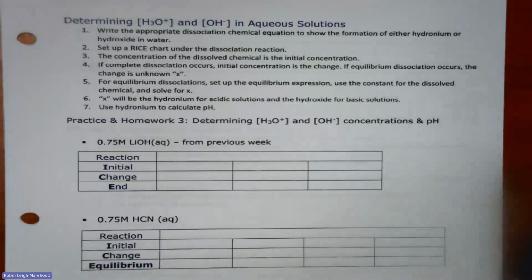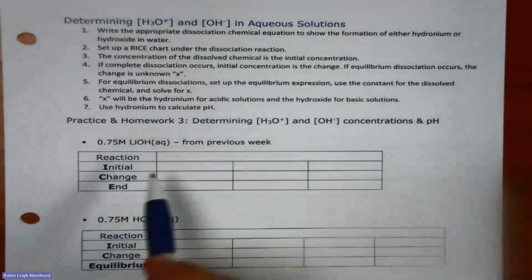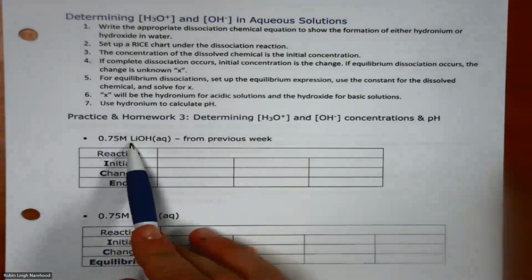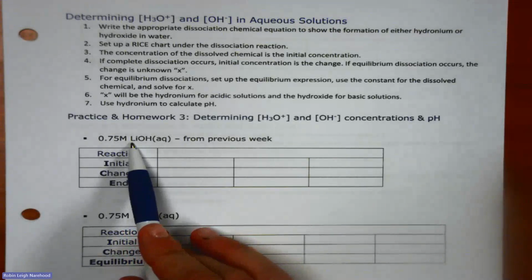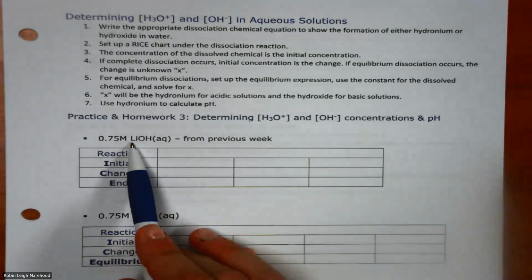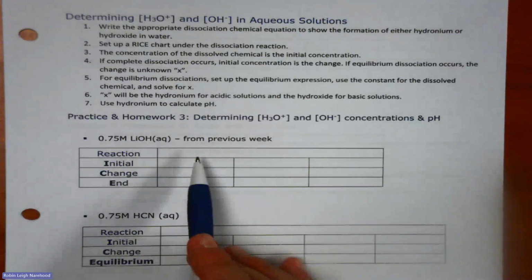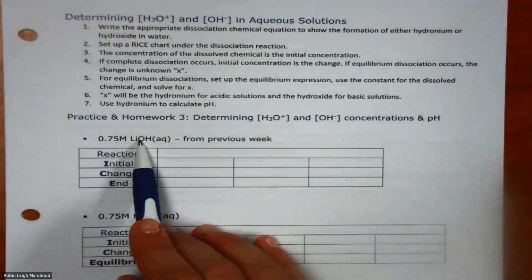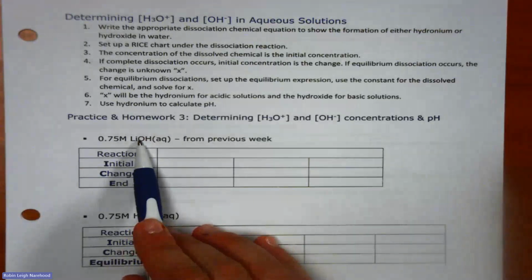If it's a base, it'll create hydroxide. If it's an acid, it'll create hydronium. So the first step in all of these problems is always going to be write its dissociation in water. If we go back to our previous section, one of the things that we dissociated was lithium hydroxide. So what is the dissociation? This is an ionic compound. What is the dissociation of lithium hydroxide?